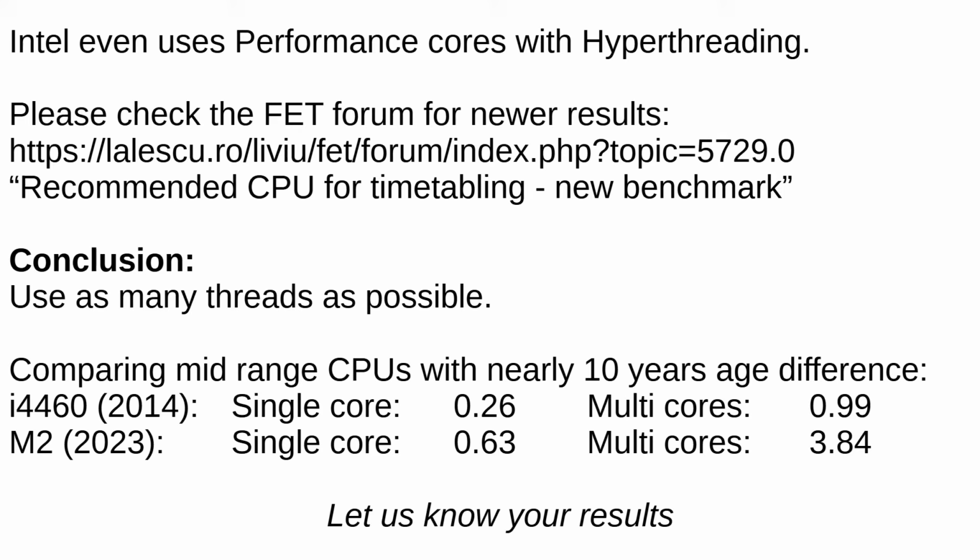Conclusion of this video. Use as many threads as possible. And comparing mid-range CPUs with nearly 10 years age difference, you can see that the single-core speed is around 2 to 3 times higher, and the multi-cores are around 3.8 times faster.